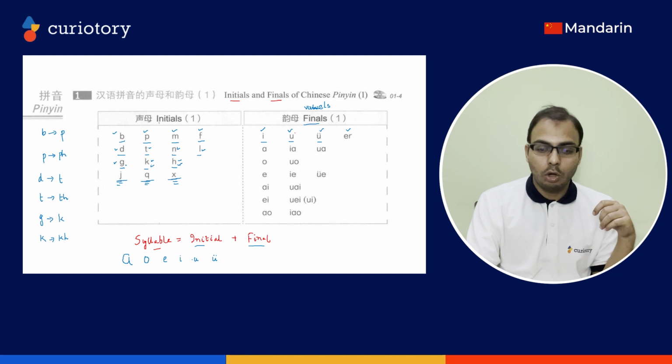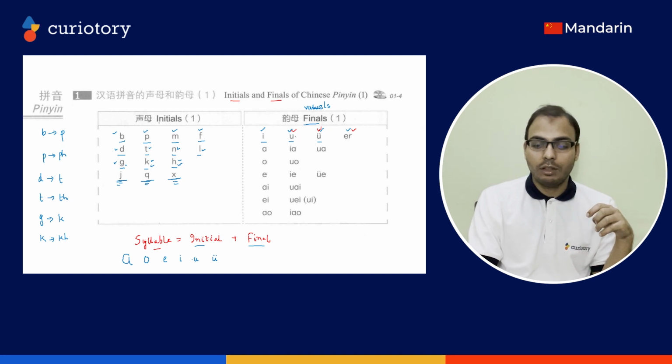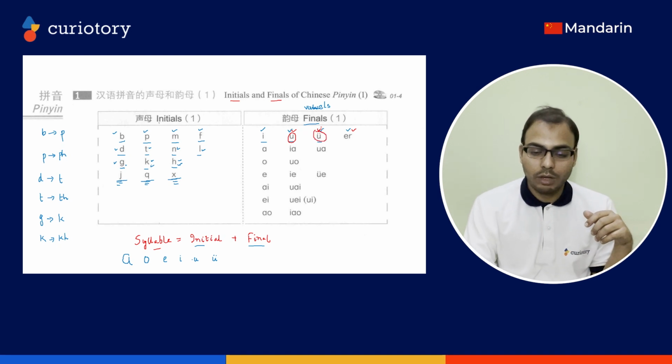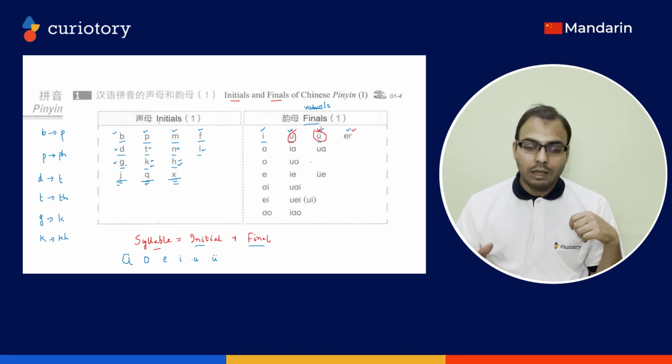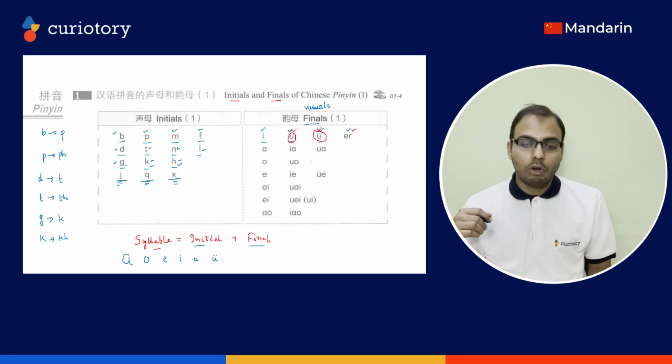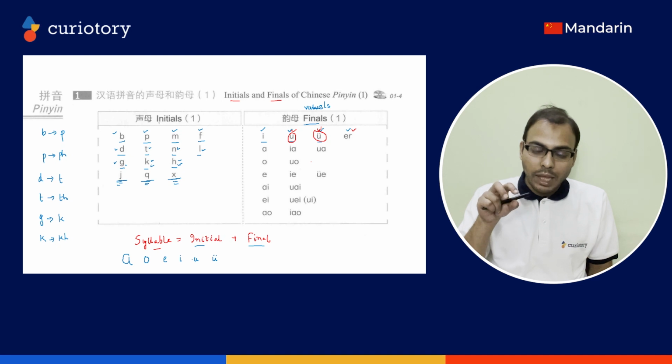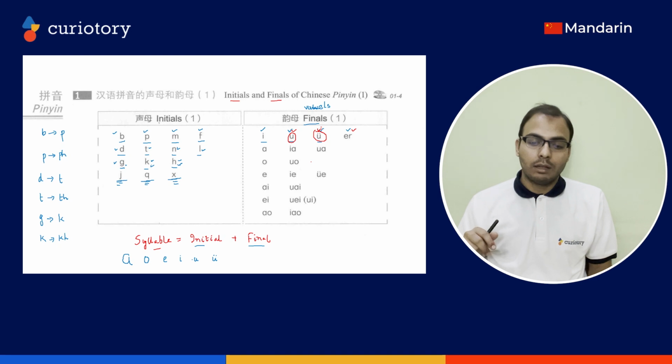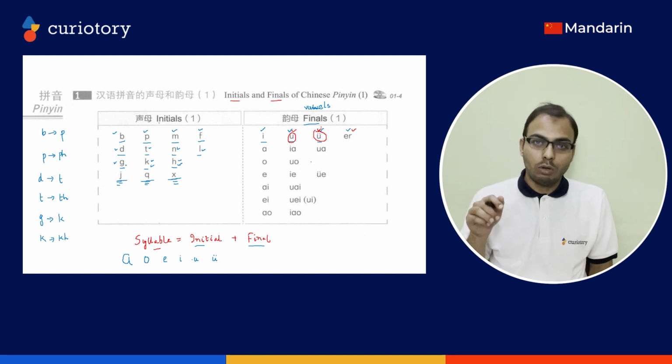E, U, U, R. Okay, now the question arises, what is the difference between U and U with a double dot? Sir, what is the difference if you ask? Okay, so you have to say when you are speaking U with a double dot, your mouth should be round and a bit smaller than when you are saying U. Okay, so in both the cases your mouth should be round, but in the case of U with a double dot, your mouth should be a bit smaller than when you are saying U.